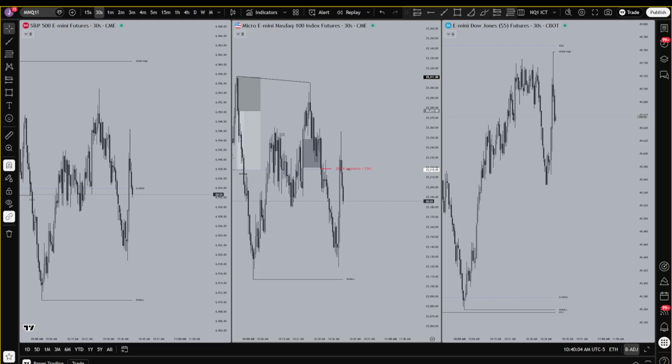Well, on the other side, it tapped into my order block, so now I'm in short. Better than I was looking for. I'm breaking even fast though, because I don't trust this at all.